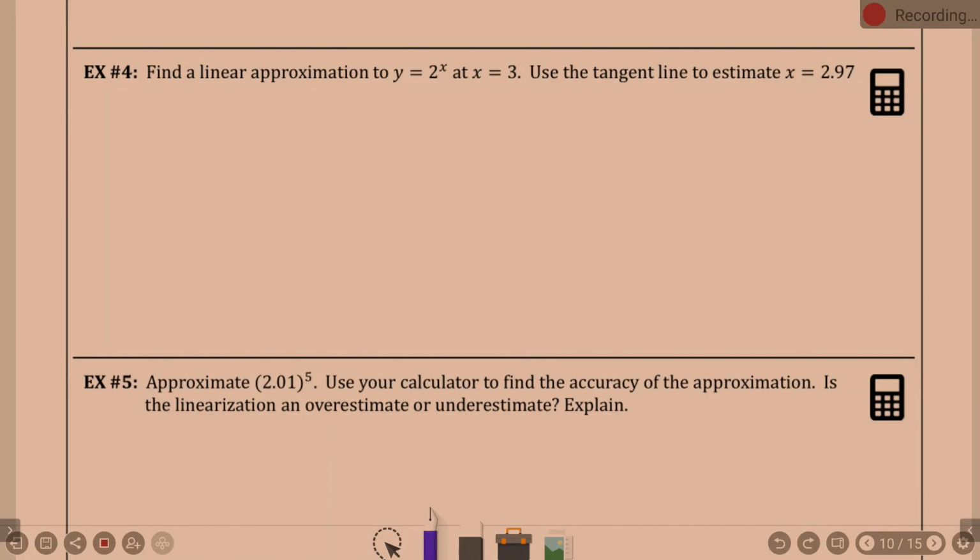Something less than 4.5. On number 4, they ask us to find a linear approximation to y equals 2 to the x at the x value 3. And then they ask us to use the tangent line to estimate x equals 2.97. Okay, so to write our linear approximation, what do we need to know?